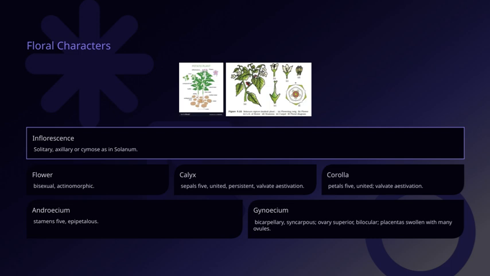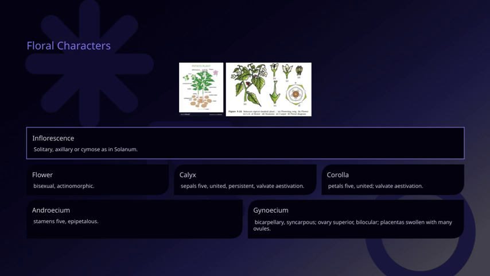The stamens are 5 in number, and they are epipetalous, which means they are attached to the petals or the corolla tube itself. When we look at the androecium, it's bisexual, meaning each flower contains both male and female reproductive organs, and the flowers are actinomorphic, or radially symmetrical, which is often associated with ease of pollination. The overall flower structure is usually solitary and can be found either in the axils of the leaves or arranged in cymes, similar to what we see in Solanum.